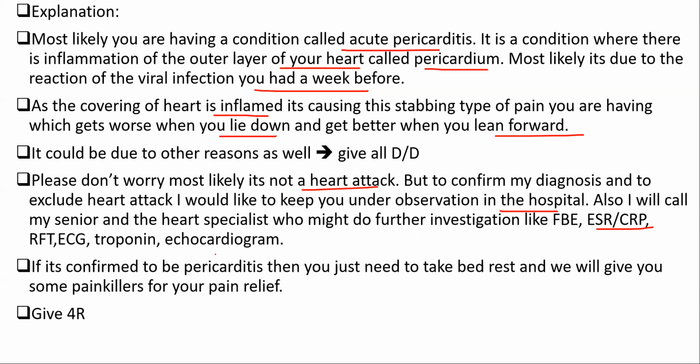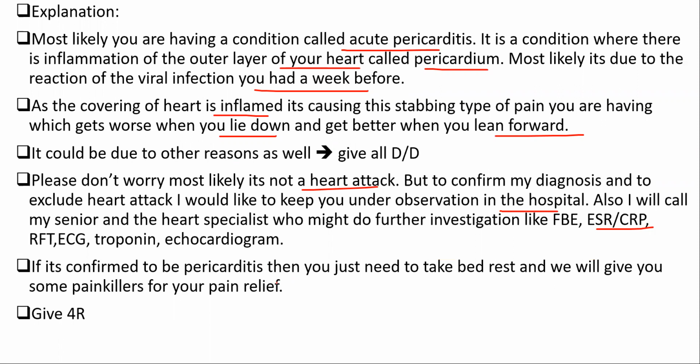The specialist will also come and review you, and if he wants, he might also want to do an echocardiogram of the heart, which can also confirm the diagnosis. If it is confirmed to be just pericarditis, then there is nothing you need to worry about. You just need to take some bed rest, and I will give you some painkillers, especially some anti-inflammatories, which can reduce the inflammation and also resolve your pain.